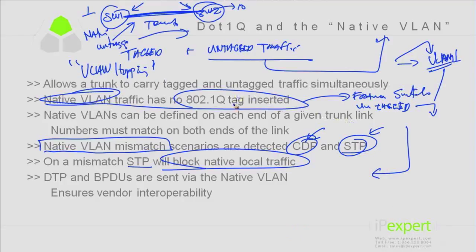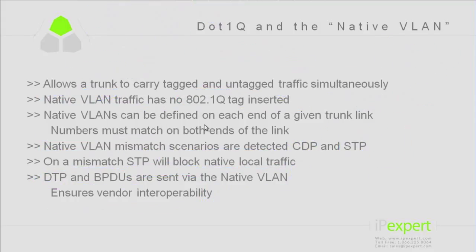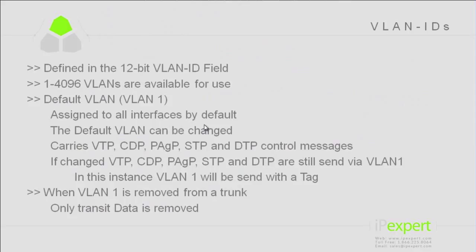Now the idea is that we do this simply because DTP and BPDUs are going to need to run across the native VLAN to ensure that we're going to remain compatible with other vendors' equipment. Because, I mean, not every scenario that we run into in the field is going to be a pure Cisco deployment. Now, I want to highlight some of the topics that we had talked about, because one of them was probably the most important element that we have available to us, and that's going to be the idea of VLAN IDs. Now, a VLAN ID allows me to communicate information about my VLAN.